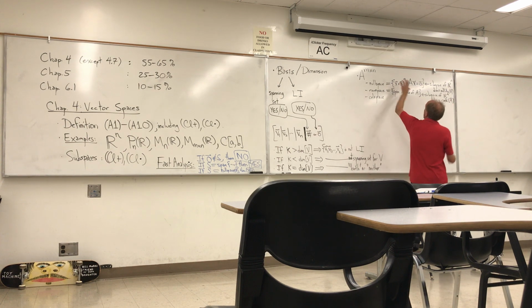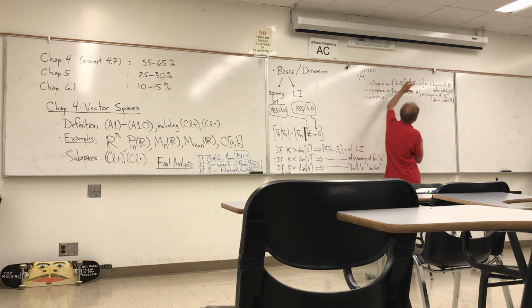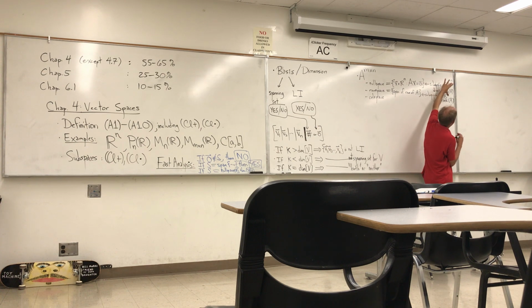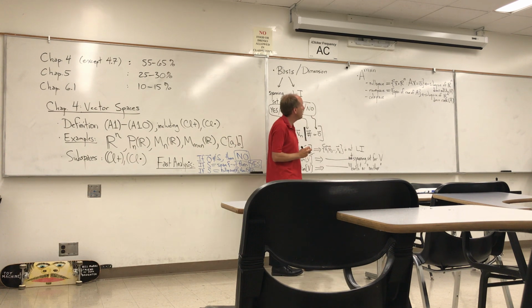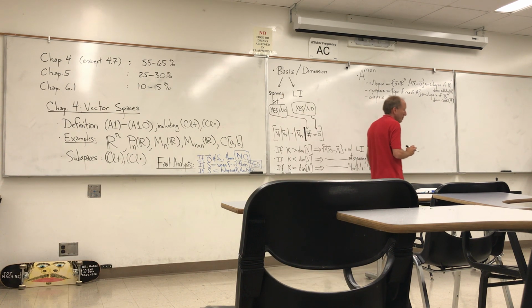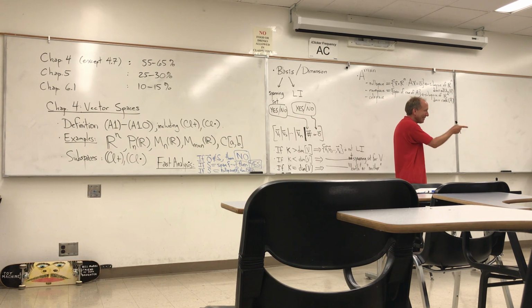Okay? So even though the null space and row space are both subspaces of Rn, they may not have the same dimension within Rn, because these are subspaces of that space. So they could actually be smaller. Does this make sense? Yes?